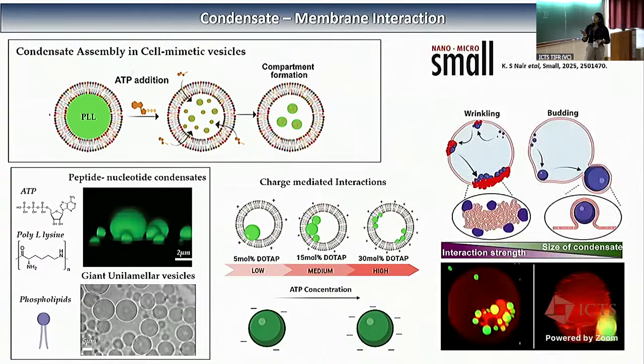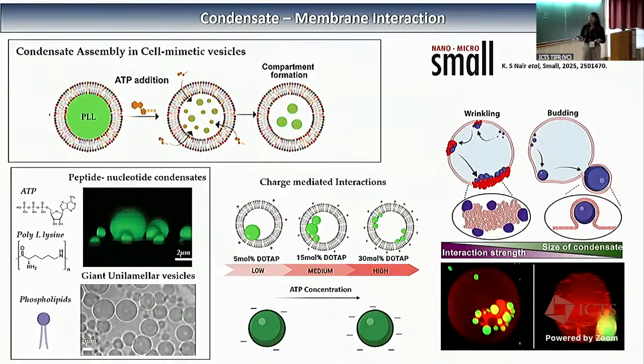In this recent work, what we have looked into is how the interaction strength between condensates and membranes results in the kind of structures that we see, or how membranes regulate condensates based on the interaction strength. What we see over here is two entirely different morphologies.